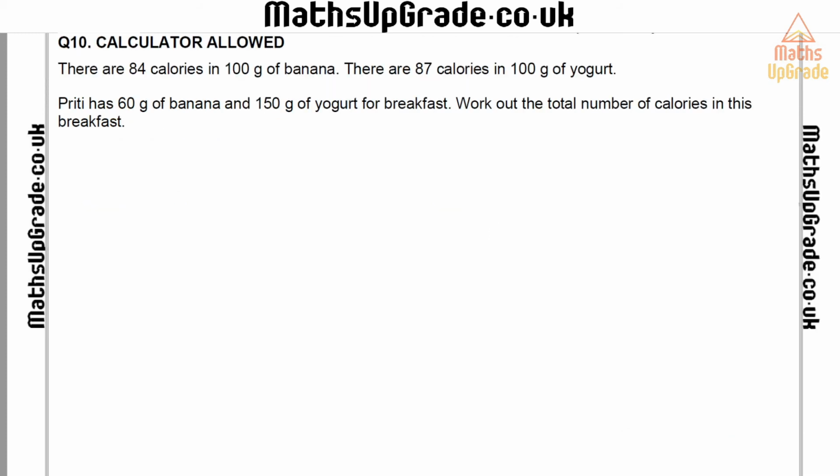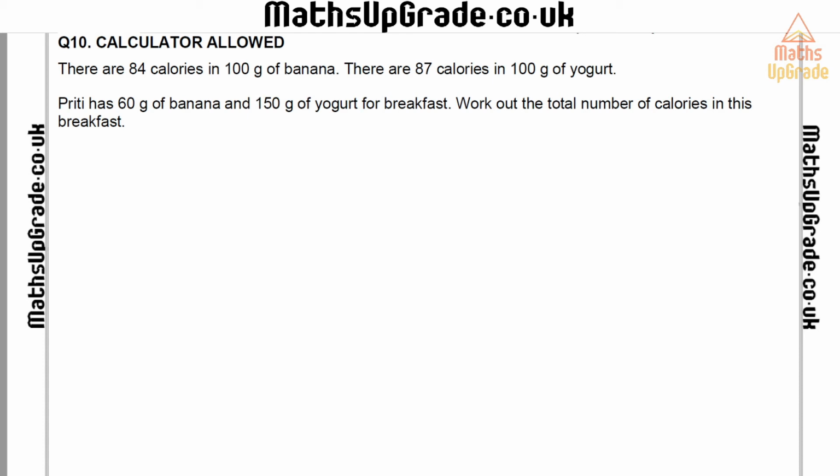In question 10, for 4 marks, we're told that 84 calories are present in 100 grams of banana and 87 calories are present in 100 grams of yogurt. We're told that Pretty has got 60 grams of banana and 150 grams of yogurt for breakfast. We need to work out the total number of calories in that breakfast.